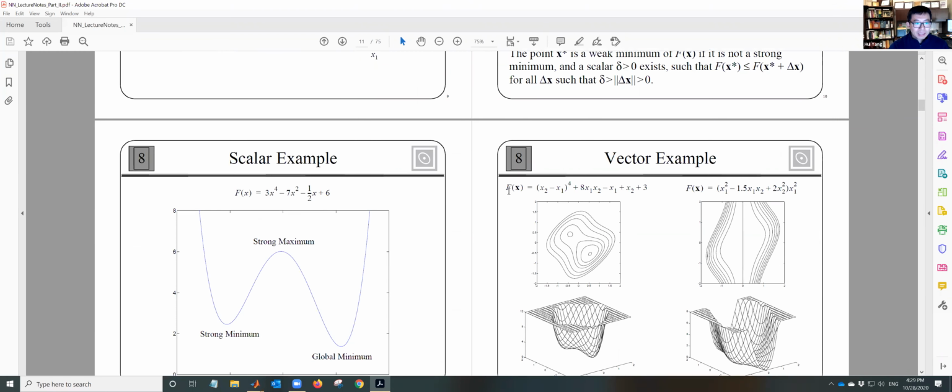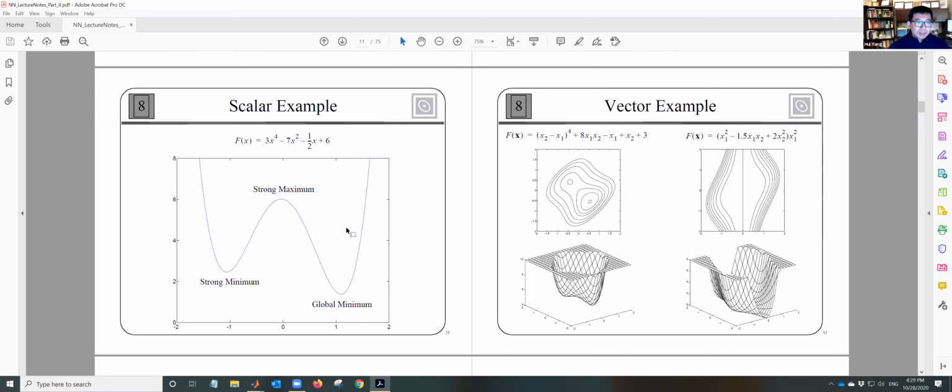Now let's have a look at this. This is a strong minimum, strong maximum, global minimum. Because for this strong minimum, if you shift a little bit delta x, as long as you satisfy this range, you're all okay. But if you come here, this won't be true anymore. So that's why delta x has a range delta.